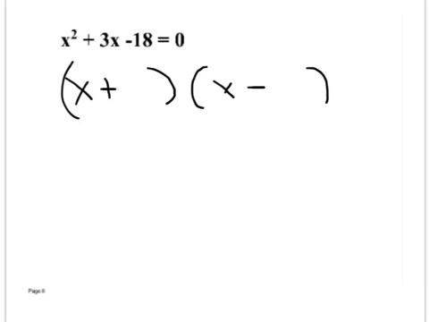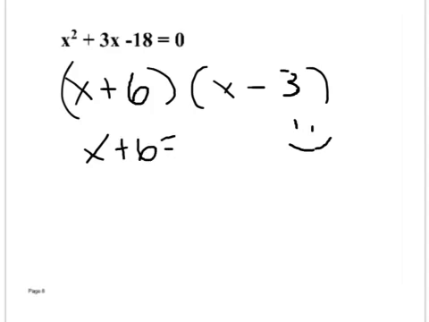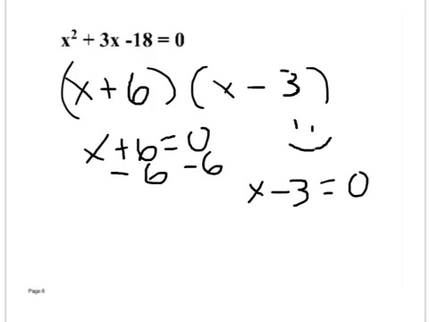6 and 3. Do they subtract to give me 3? Yes. So my larger number needs to be 6. So we need this to equal 0. We do x plus 6 equals 0 and x minus 3 equals 0. We subtract 6 from both sides and add 3 to both sides. So what is x? Negative 6 and 3.